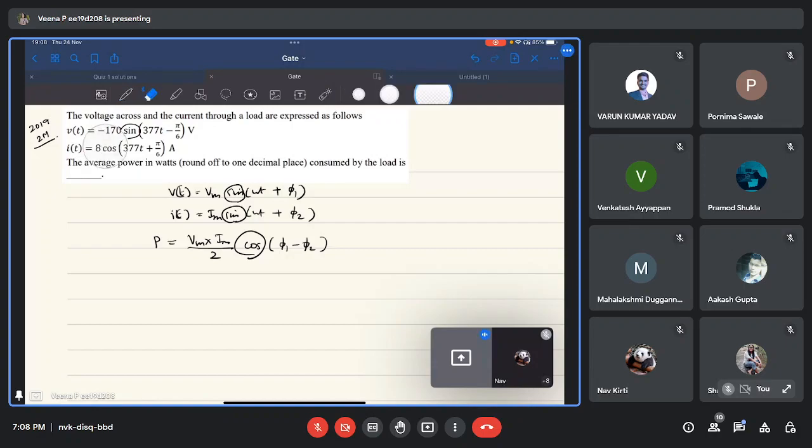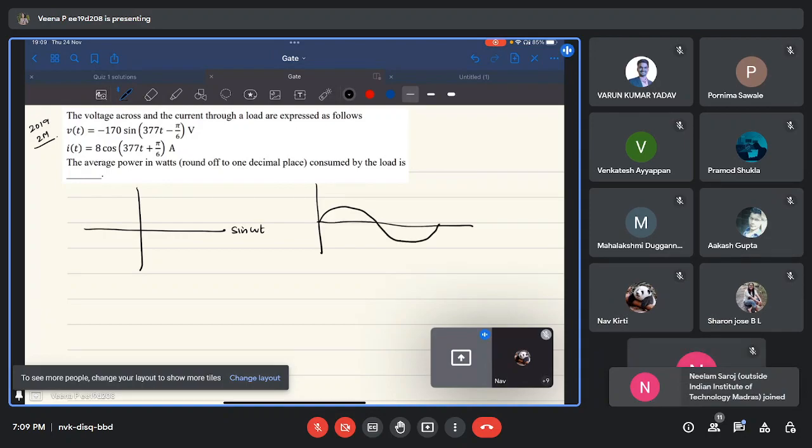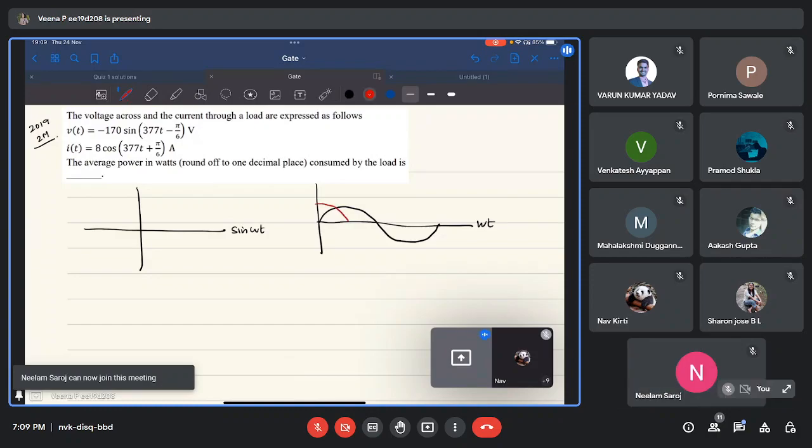So when such questions come, we can approach it in a quadrant form, where I assume a quadrant where my x-axis is sine omega t. We know that a sine wave looks like this. If this is omega t, sine omega t looks like this. Now cos omega t will be like this. Hope everyone is clear about this. Yes, ma'am.